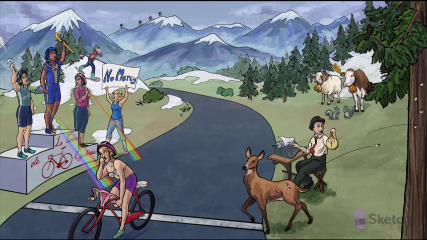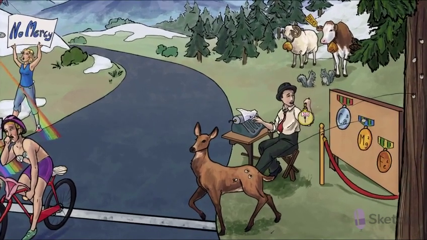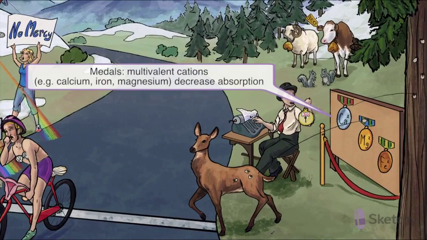Because tetracyclines chelate metals, absorption is decreased with the concomitant administration of multivalent cations, like calcium, iron, and magnesium. These cation metals will be represented by these medals waiting for our champions at the end of the tour. This isn't the final stage, so hands off. And remember, never give tetracyclines with milk, antacids, and ferrous sulfate.